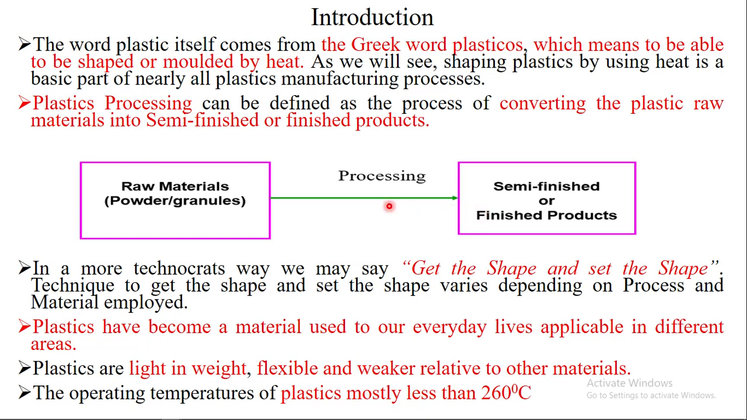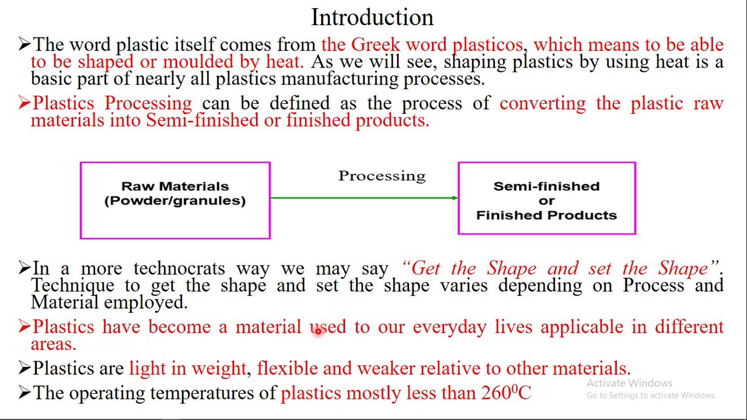In more technical terms, we say get the shape and set the shape. See those two words, get shape and set shape. Get shape is the technique, the way of gaining the shape, and set shape is the way of converting it into the necessary or desired product shapes. Set shape varies depending on the process. There are different types of processes, and based on the process or the desired products, the shaping of the materials should be done.